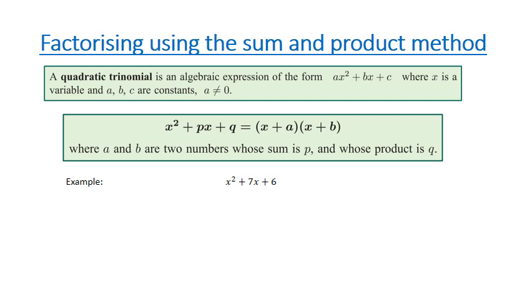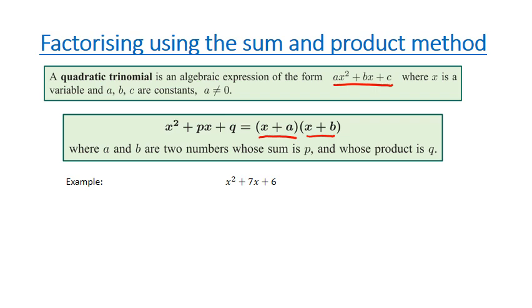So remember that a quadratic trinomial is an expression in the form of ax squared plus bx plus c, which we've got here, where a does not equal 0. It has three terms, hence trinomial. Now, when we're trying to factorize these, we're going to eventually get our algebraic expression into the brackets of x plus a and x plus b, where a and b can be positive or negative numbers.